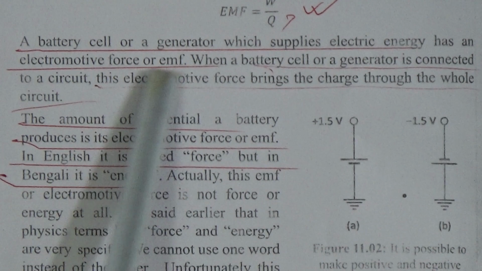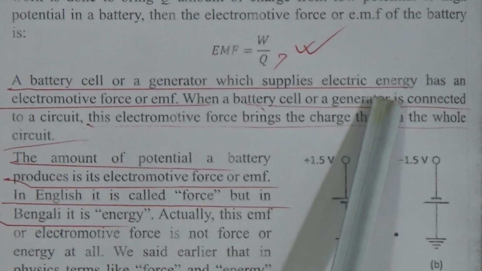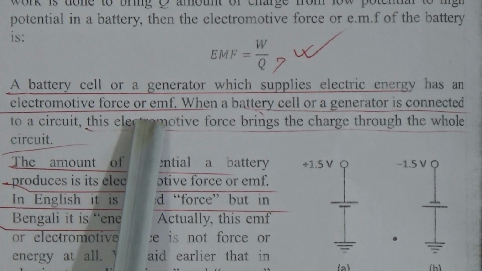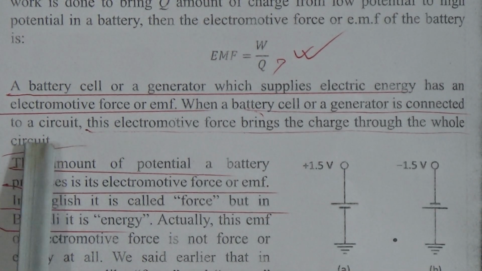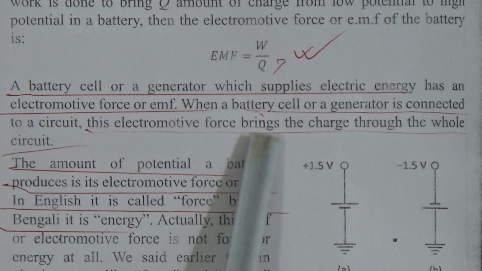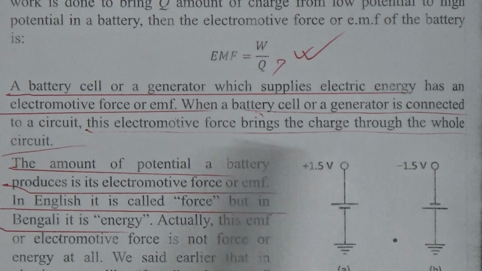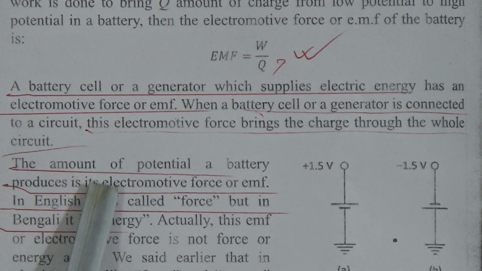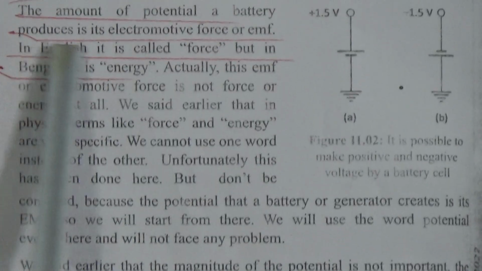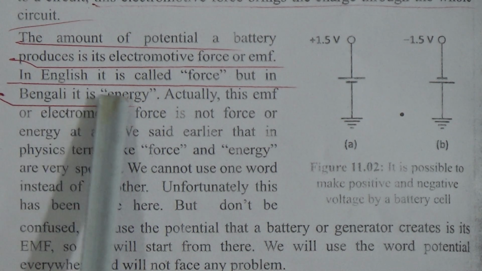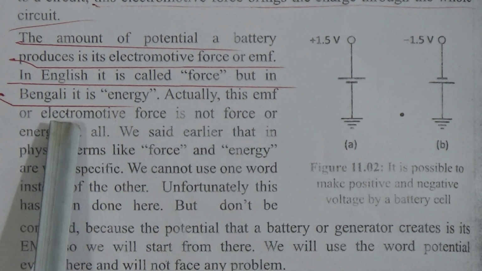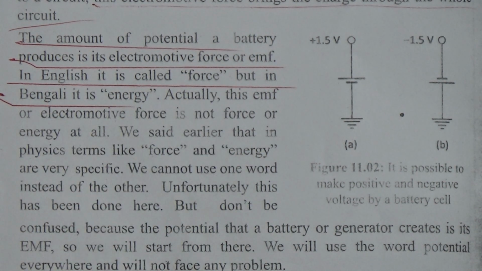A battery cell or a generator which supplies electric energy has an electromotive force or EMF. When a battery cell or a generator is connected to a circuit, this electromotive force brings the charge through the whole circuit, and the amount of potential a battery produces is its electromotive force or EMF. In English it is called force, but in Bengali it is called energy. My dear students, now go to the next page.